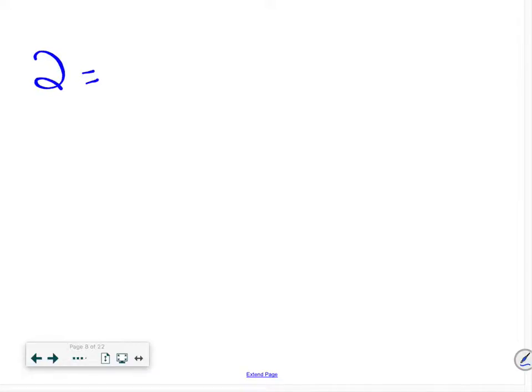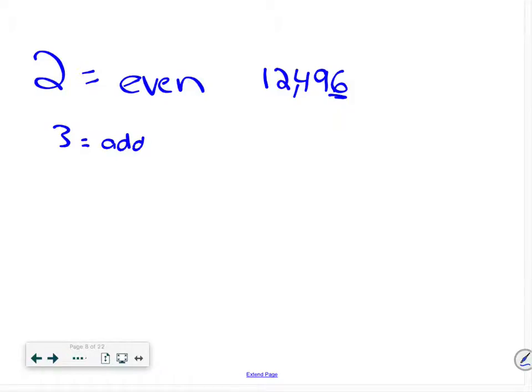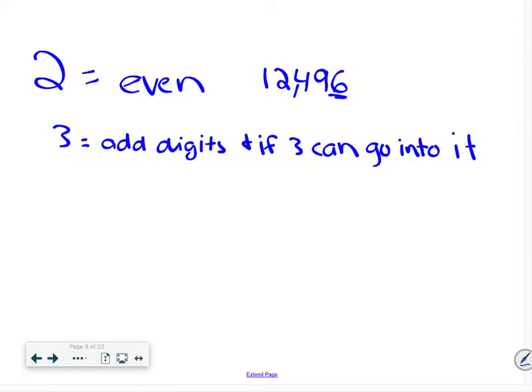I know 2 can go into a number if it's even. So say I have the number 12,496. I know 2 can go into it because it's an even number. For 3, I know I have to add the digits. And if 3 can go into that sum, then the number can be divided by 3. So let's check this one. Let's see if I have the number 432. I add my 4 plus my 3 plus my 2. 4, 5, 6, 7, 8, 9. So then I know that 3 can go into 432 because if I add the digits, I get 9. And I know 3 can go into 9.